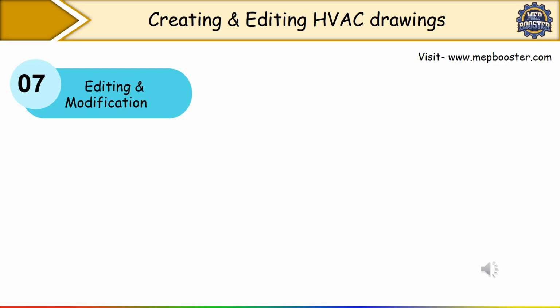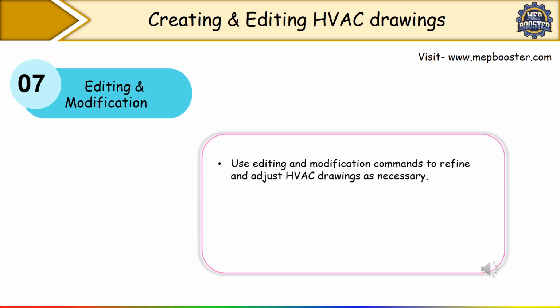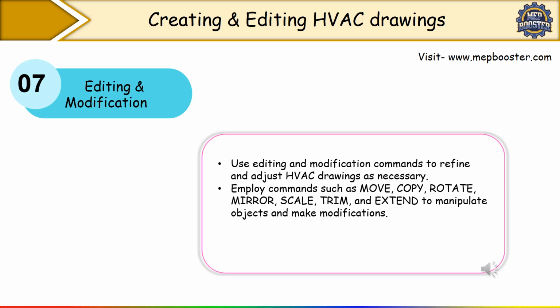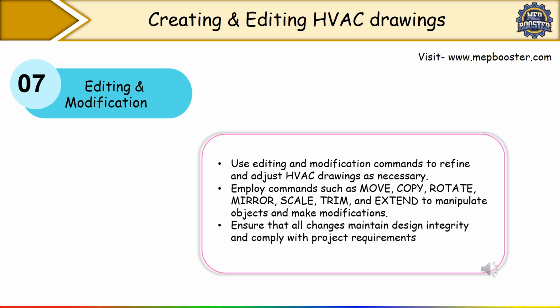Then the next one is editing and modification. You have to use the editing and modification commands to refine and adjust the HVAC drawing as necessary. Employ commands such as move, copy, rotate, mirror, scale, trim, and extend to manipulate objects and make modifications. We have different modifying tools in AutoCAD, so you can use those tools and do the modification. Ensure that all changes maintain design integrity and comply with project requirements.